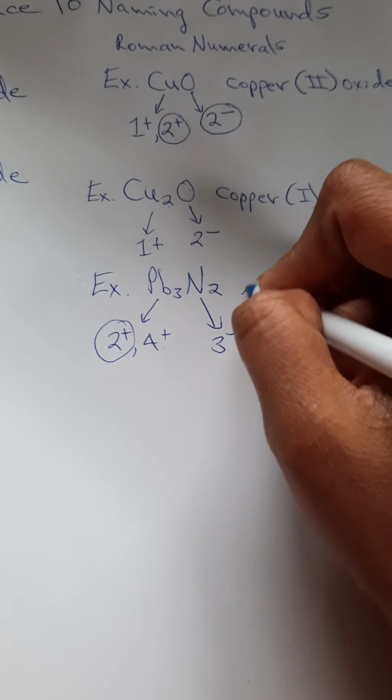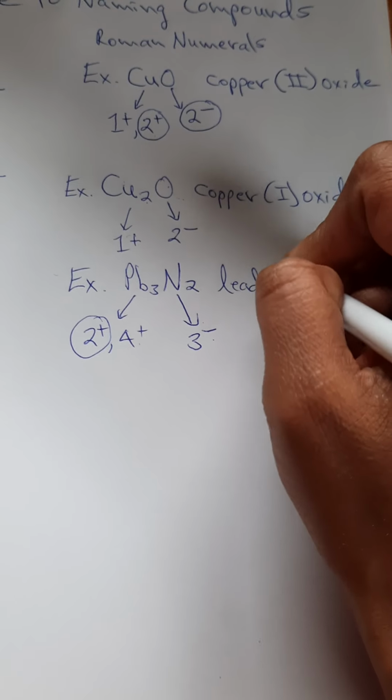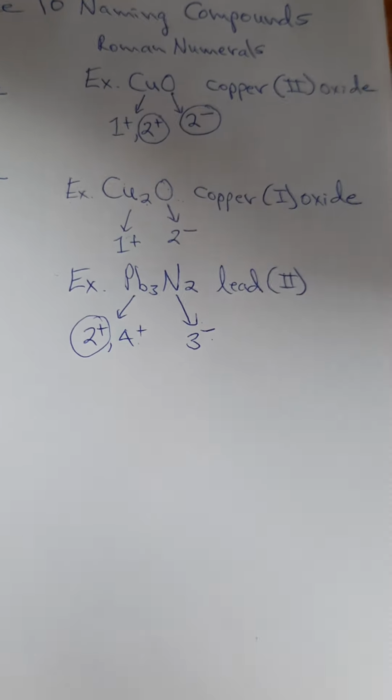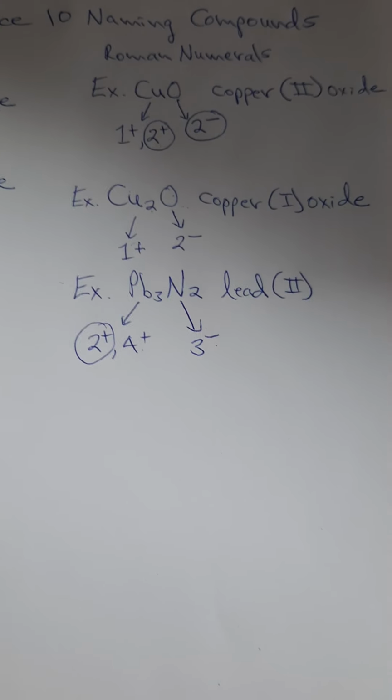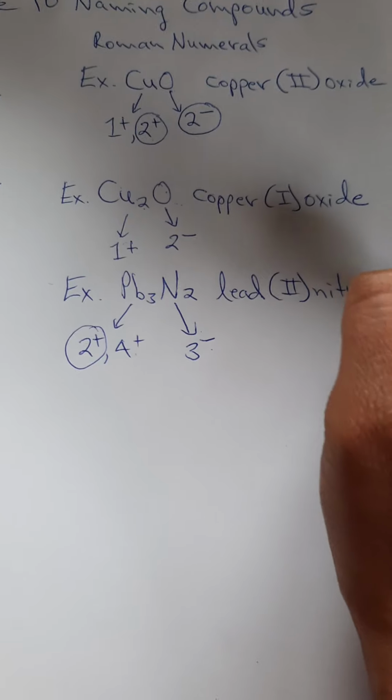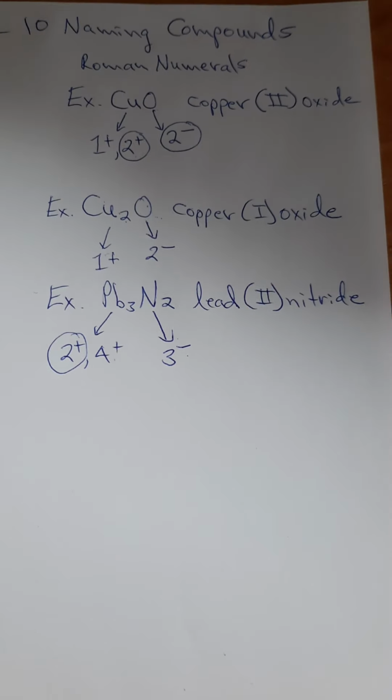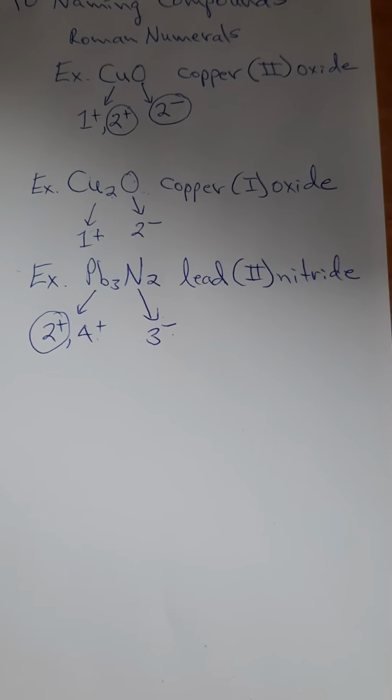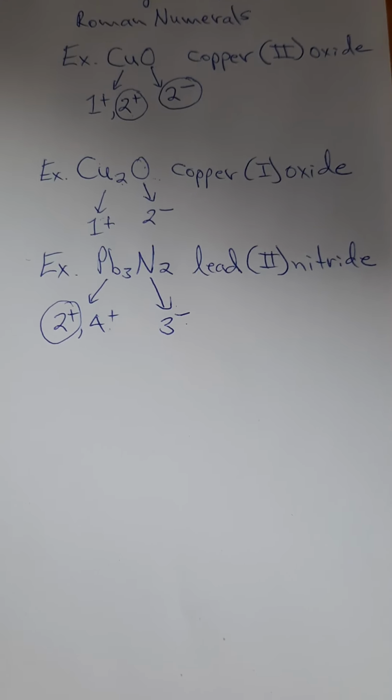So let's name it. It's going to be lead and 2. Put the 2 in brackets. And the N is nitrogen, so it becomes nitride. Does everyone see that? So it's lead(II) nitride.